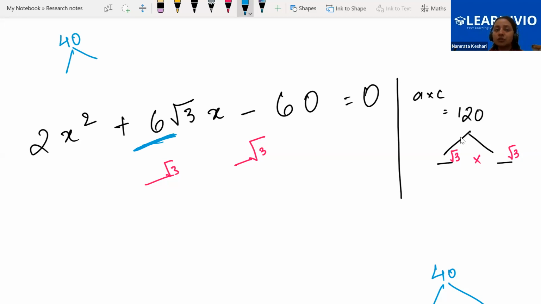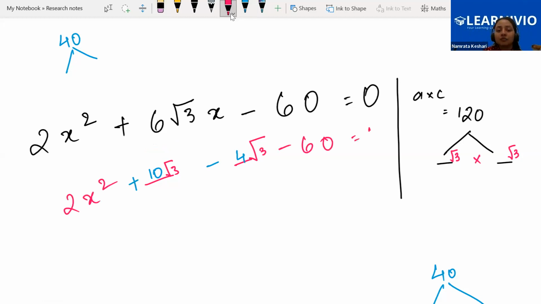The root 3 thing is already sorted. You have to split 40 using two numbers which added together or maybe subtracted together will generate 6. So you said to me 10 times 4 is 40 and 10 minus 4 is plus 6. So this is how we have split the middle term. So far, is it making sense to you, Zoha? Yeah. We are done.